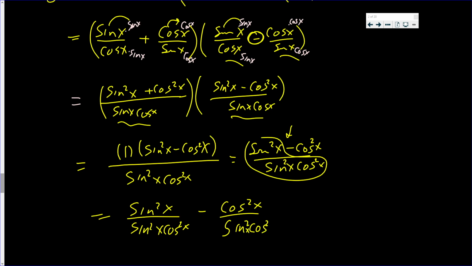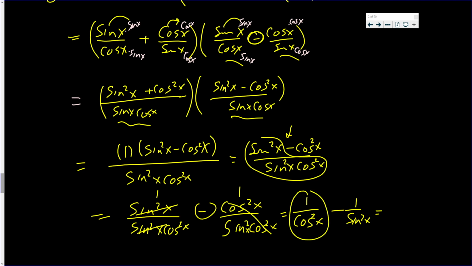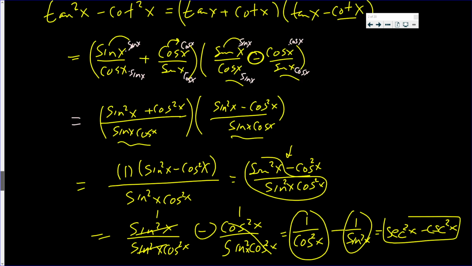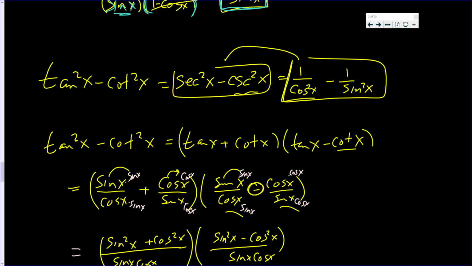And nice things happen here. Sine squared x over sine squared x is 1. So we get 1 over cosine squared x minus, this cancels out to 1, we get 1 over sine squared x. But like I said at the beginning, that is secant squared x minus cosecant squared x. Got it. Okay, so I got this first, and immediately I called it that. Make our teacher happy, erase that.